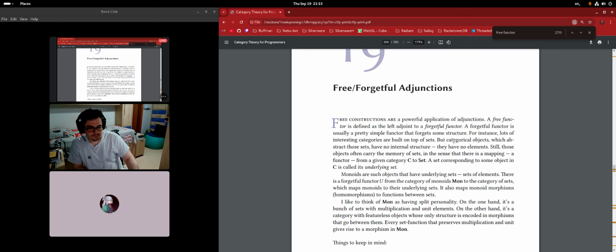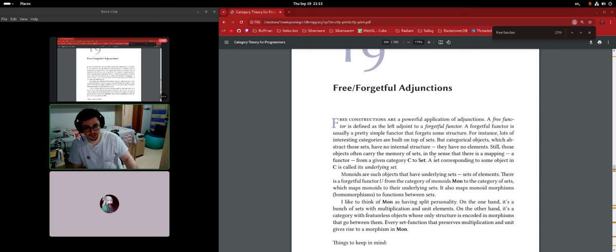But categorical objects which abstract those sets have no internal structure. Oh, I jumped one sentence. So, for instance, lots of interesting categories are built on top of sets, and we've seen this before, right? There was even a name that I forgot. Set valued functor. Yeah, there is a functor that goes to the set category. We 100% have seen this before. Those objects often carry the memory of sets in the sense that there is a mapping, a functor from a given category C to set.